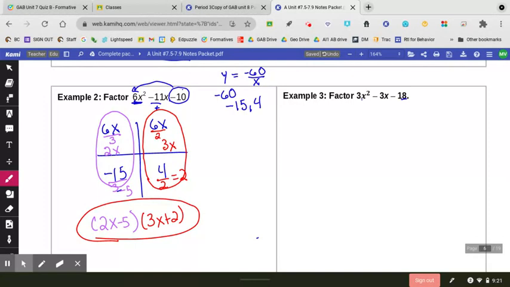Example 3. First thing I'm always going to do is look for a GCF. When I look at 3x squared, negative 3, negative 18, they all have a common factor of 3. So I factor out the GCF, so that becomes 3 parentheses x squared minus x minus 6. Now, I don't need to go through the process of the plus sign because I have what we've been factoring. So now I'm just looking for numbers that multiply to be negative 6, that add to be negative 1, which are negative 3 and 2. So this is 3, because that's still a factor, times x minus 3, times x plus 2.